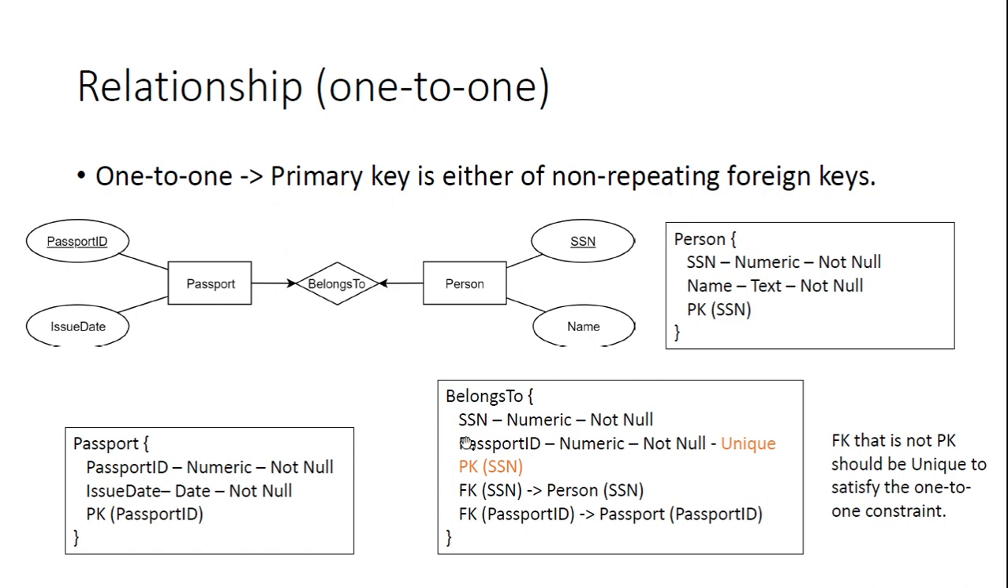So for example, in this one, for passports and for the person, the table definitions are straightforward. For the relationship belongs to, we have two foreign key attributes.